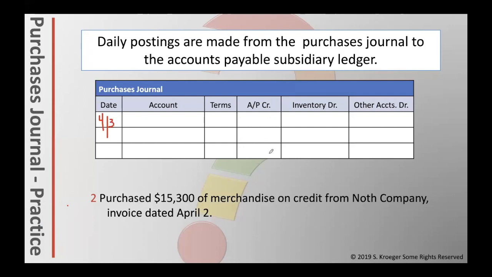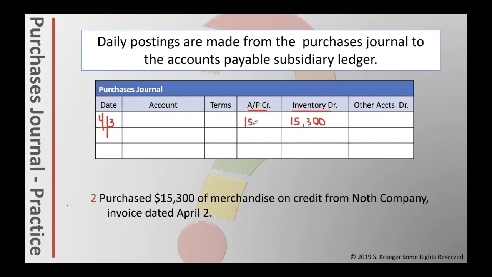The normal journal entry would be an inventory debit of $15,300 and accounts payable credit of $15,300. We do not have to write the account names out because they're already listed at the top for us. We just need to put in the amounts. Inventory debit would be $15,300. We're just going to write in the amount. We do not need to write the account name. It's already there. The debit would be inventory, and then accounts payable credit.